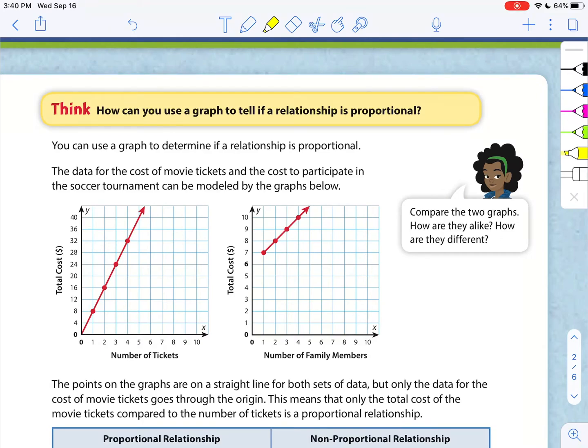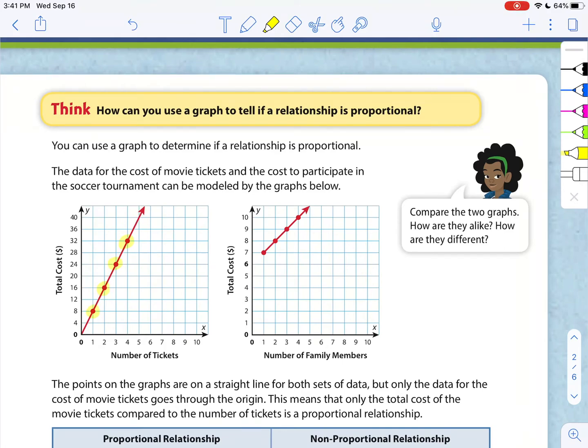So the first point from our table with the number of tickets was $8 for 1 ticket. So you can see we went up to 8 for 1 ticket and we have our first point. Or $16 for 2 tickets, which is at (2, 16). Or $24 for 3 tickets, which is at the point (3, 24). Or 4 tickets for $32 at the point (4, 32).